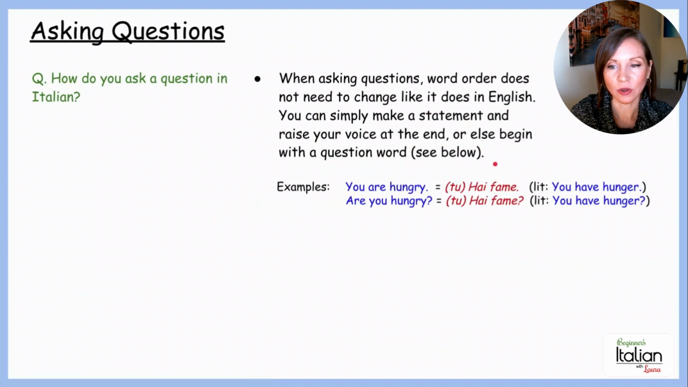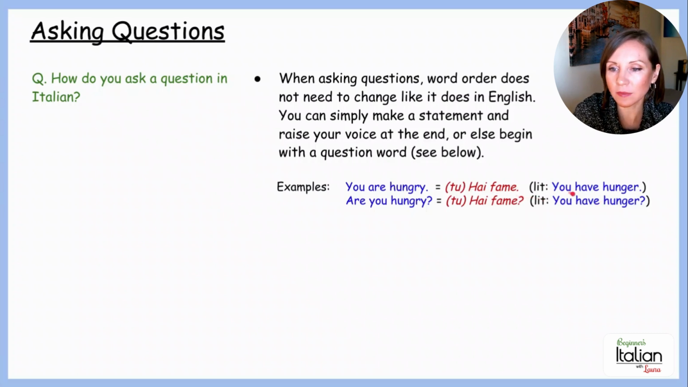Okay, so we have an example here. If you're making a statement, you are hungry, you can say, hai fame, or you could say tu hai fame, but like I said before, you don't need to include the tu because it's already implied with the verb because it's been conjugated in the second person singular. I put these in parentheses just so you know that you can say it if you want to emphasize the tu, but you don't need it in this case.